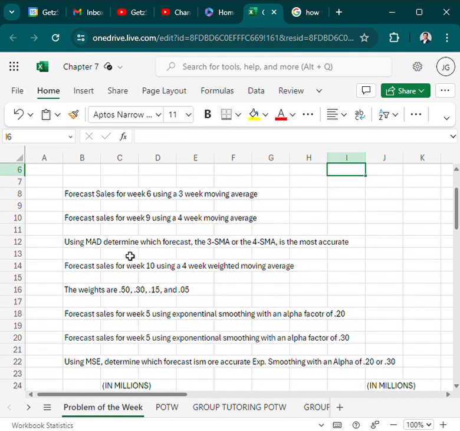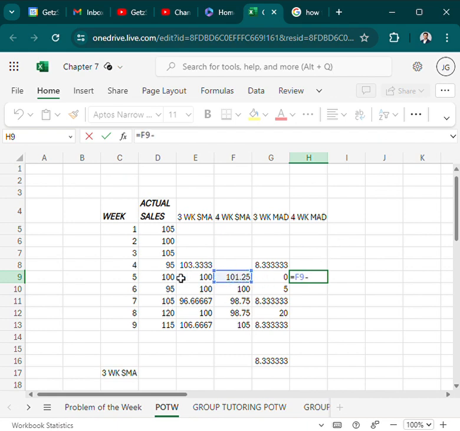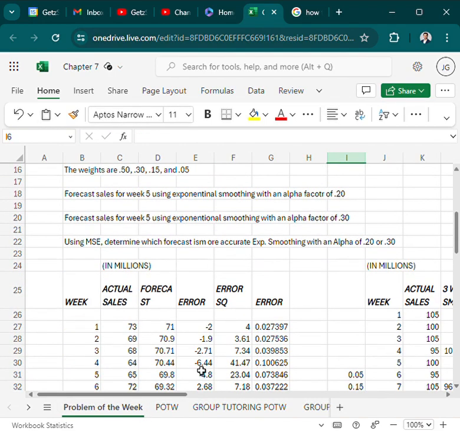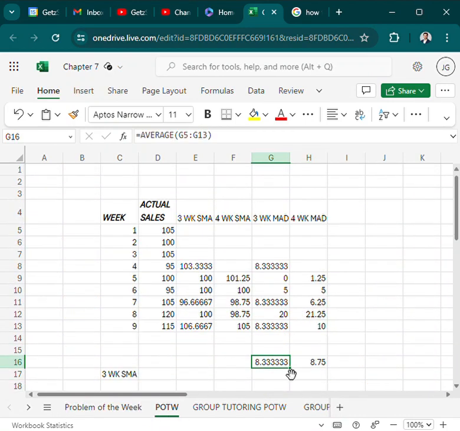Before we move on, we have to do the 4-SMA, so let's do the 4-week MAD. Make sure you don't do this wrong: we use the absolute function, 101.25 minus 100, then scroll down and take the average. Based on our MAD, this one is lower, therefore it has less error, so we're going to pick the 3-week simple moving average.